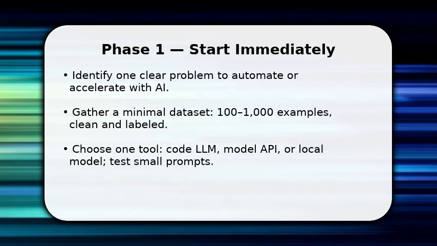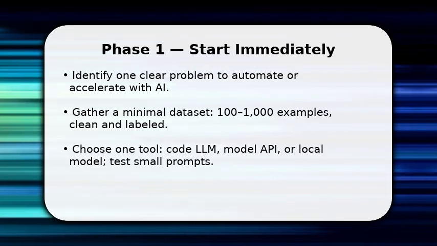You begin by defining a single, concrete coding task you want AI to improve. Focus sharpens outcomes. Next, collect a minimal, clean dataset, 100 to 1,000 examples, so the model sees realistic patterns.